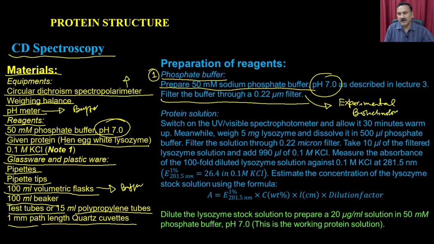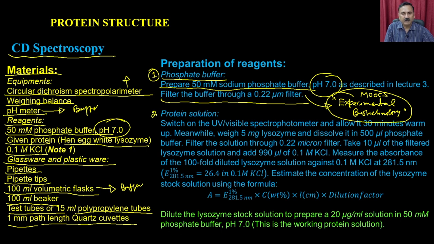So Experimental Biotechnology is a course where I have discussed how you can prepare the buffers, because when you prepare the phosphate buffer, you have to have different combinations of the salt and the acid, and that you can learn from this MOOCs course, which is called Experimental Biotechnology.